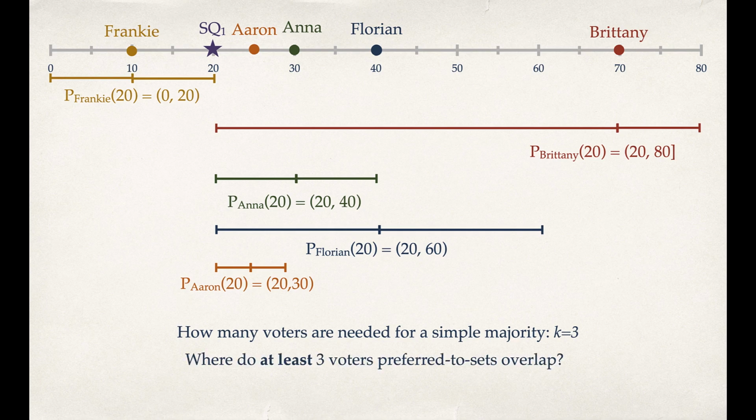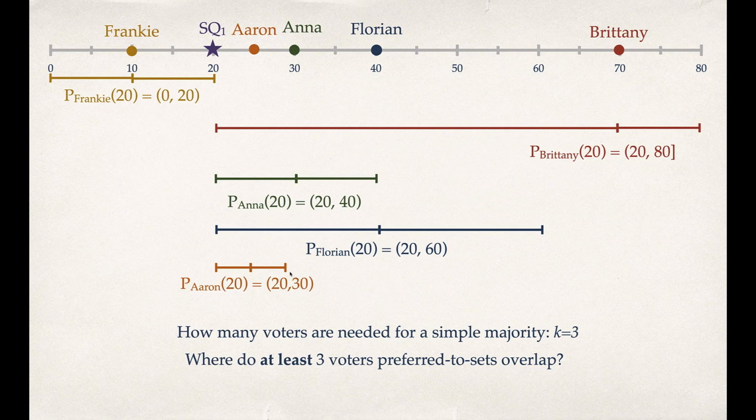So where is the set of alternatives that at least 3 voters prefer to the status quo? Where at least 3 preferred-to sets overlap. Here, 4 overlap. Here, 3 overlap. Here, only 2 overlap. And here, there's no overlap. Starting here, 4 overlap, so all of these are good. All the way up to here, we have 4 against 1.